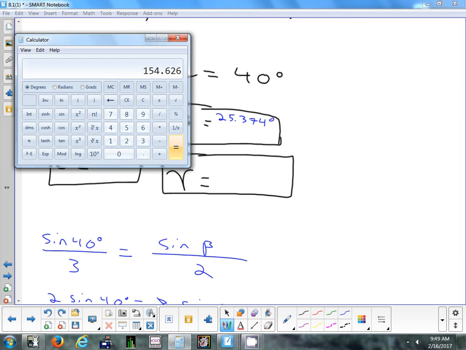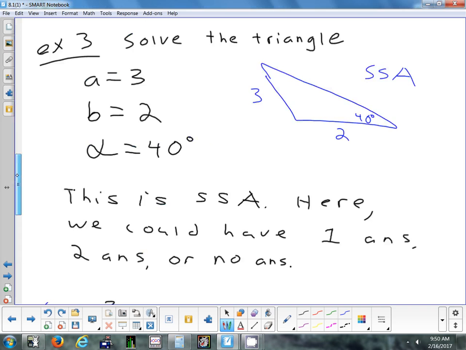So would this other answer work in the triangle? Why doesn't that answer work? Because the other length is too small. We already have the 40. That was given. So we're guaranteed we have a 40. Can you fit 154 and a 40 in the same triangle? No. That's the reason why the second answer doesn't work. Okay.